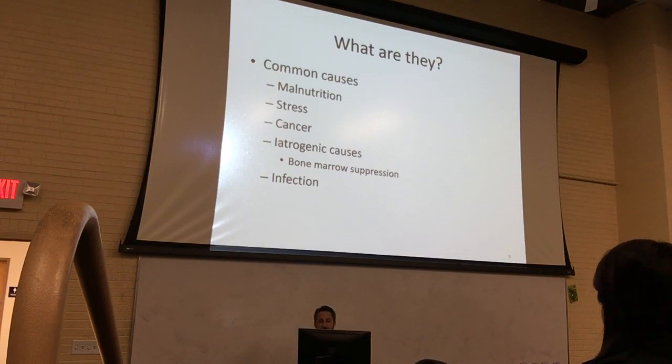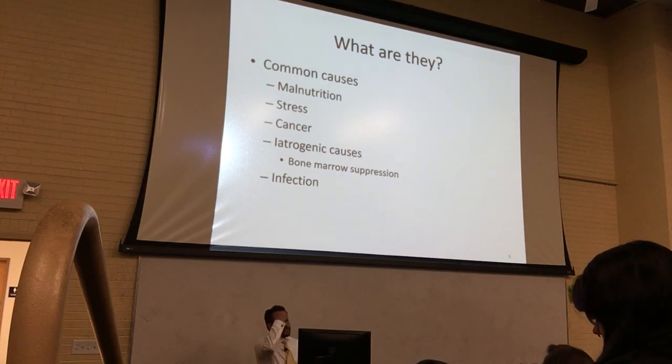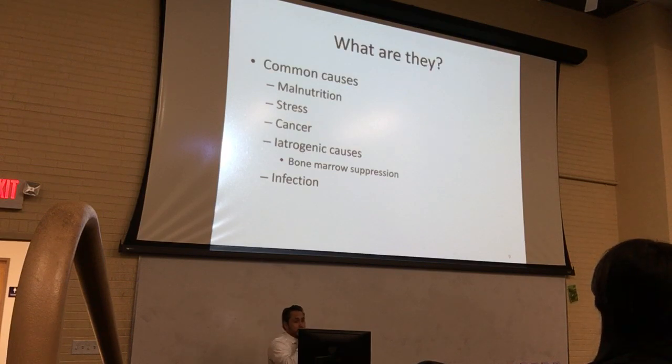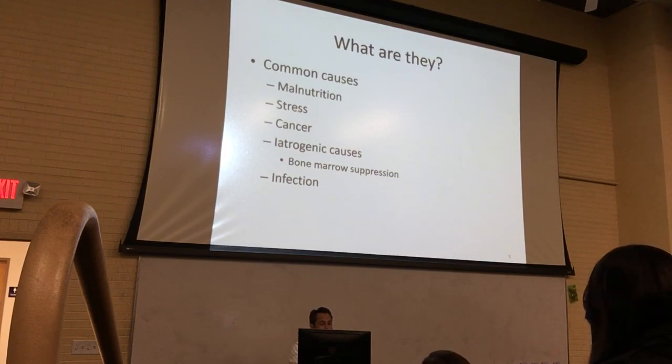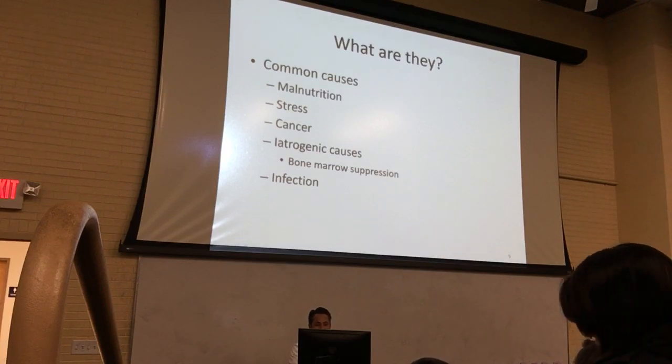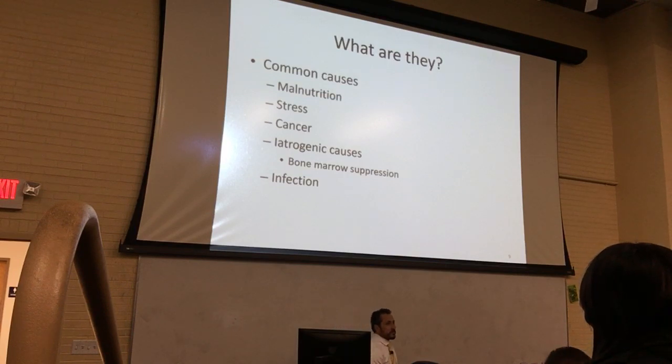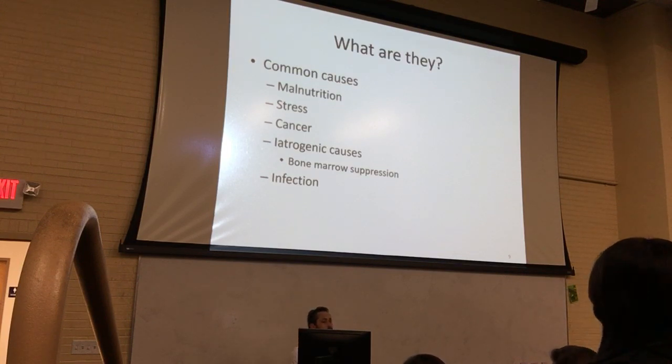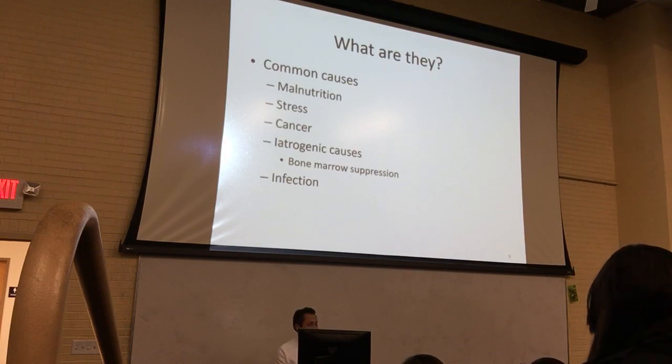Okay. Cancer can actually lower the immune system. Iatrogenic causes like bone marrow suppression. So this could happen during surgical procedures or during certain types of pharmaceutical interventions, patients on a drug, and it lowers bone marrow population. And then also infection. Infection can cause all sorts of problems with the immune system being compromised.